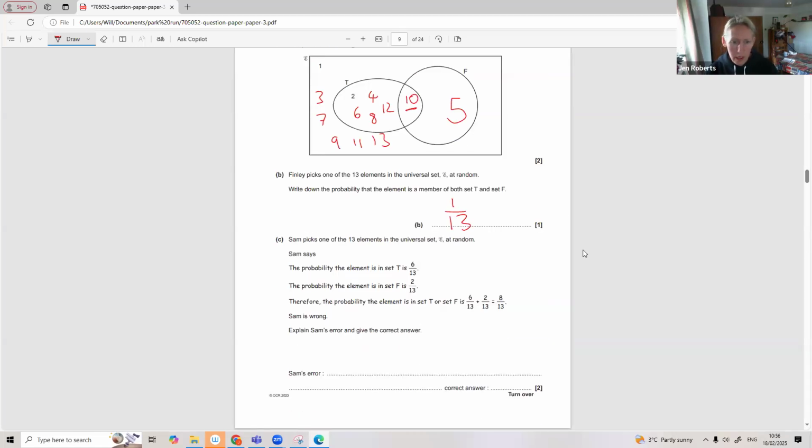Sam picks one of the 13 elements in the universal set. The probability the element is in set T is 6 over 13. Okay, the probability the element is in set F is 2 out of 13. Therefore, the probability that the element is in set T or set F is 6 over 13. Why is he wrong? Well, he's used 10 twice. He's used 10 here and here. So 10 has been counted twice.